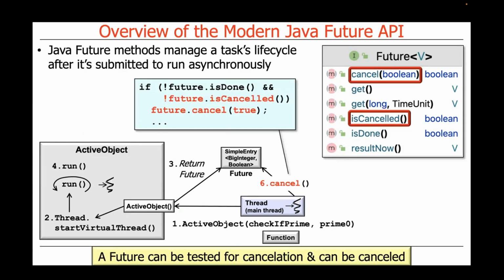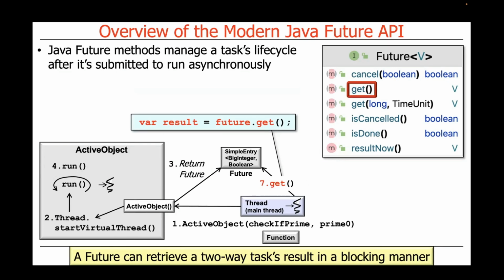You can also, in addition to checking to see if a future is done or not, see whether a future has been canceled. And if it has not been canceled and you want the computation to stop running, you can then cancel it. So here we're showing a little snippet of code that will cancel the computation via the future that we got back when we created the ActiveObject and started everything running asynchronously. So you can check to see if it's canceled, you can check to see if it's done, and you can cancel it if you need to.